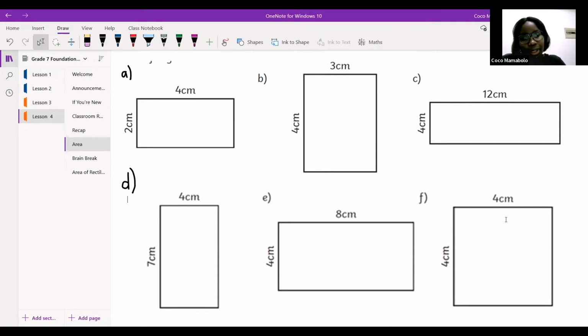The number at the top for B is 3 centimeters. Okay, I hope you can see it now. It's quite obvious. Right. Up until F, Olonda, all the way till F. I need you to do all 6 of them for me, please.